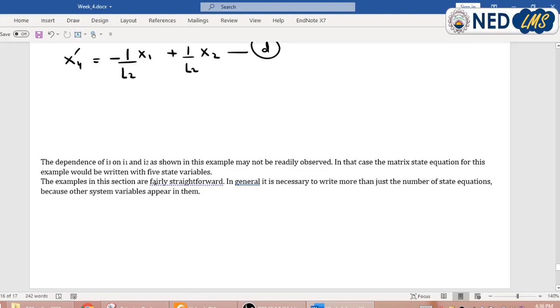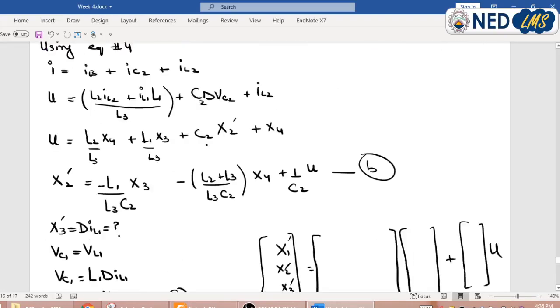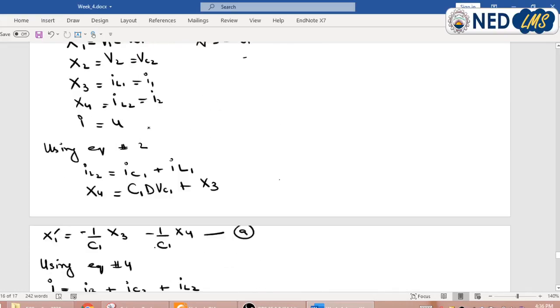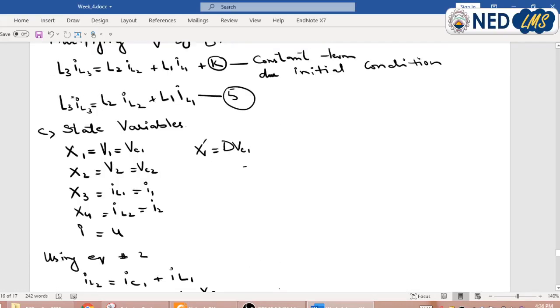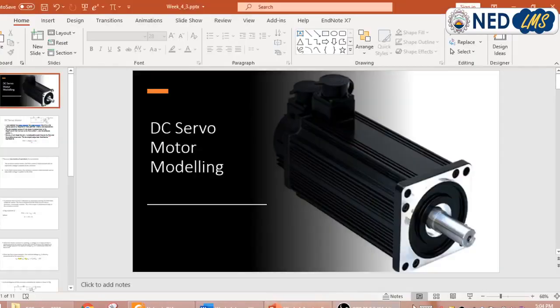These examples in this section are fairly straightforward. In general, it is necessary to write more than just the number of state equations because other system variables appear in them. So it is not usually easy to see the linear dependency. It is a straightforward example and we have revealed it easily, but if anyone didn't reveal that, he may take 5 state variables and have 5 state equations. But for the concept of linear dependency and linear independence, if one takes only 4 variables, these state equations are enough to represent this system.